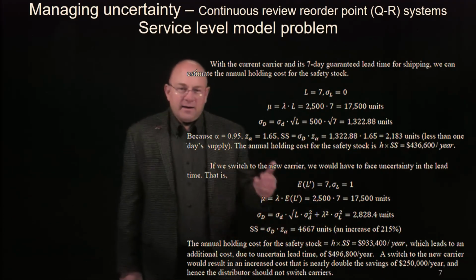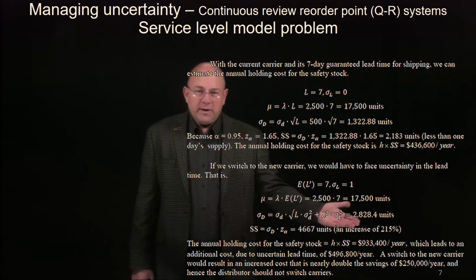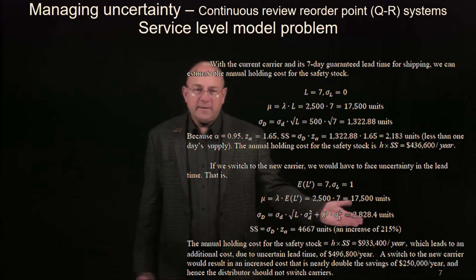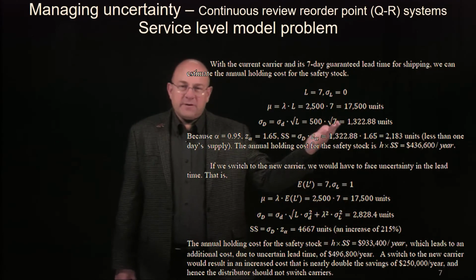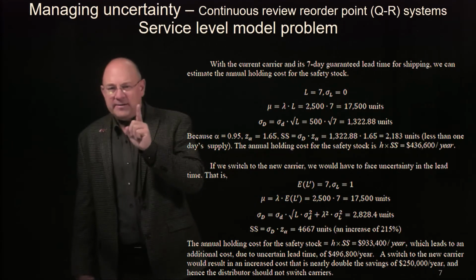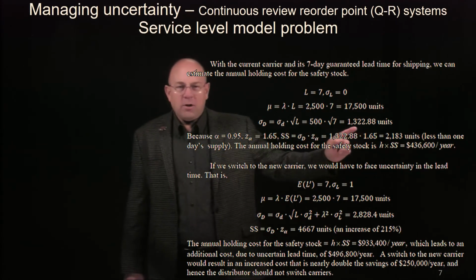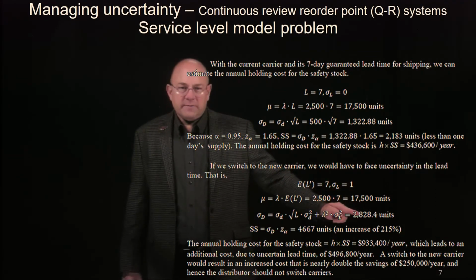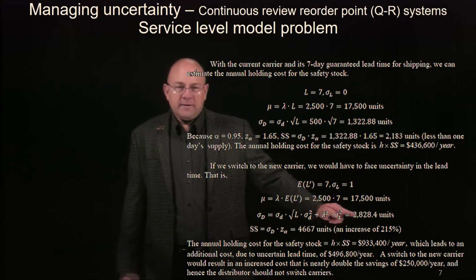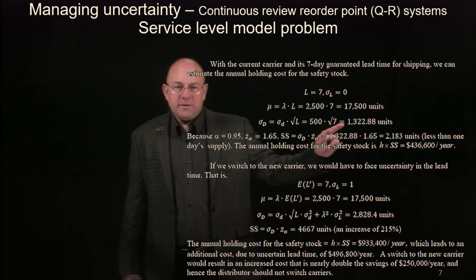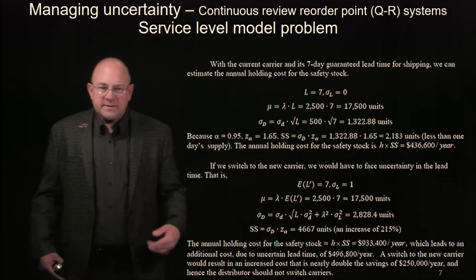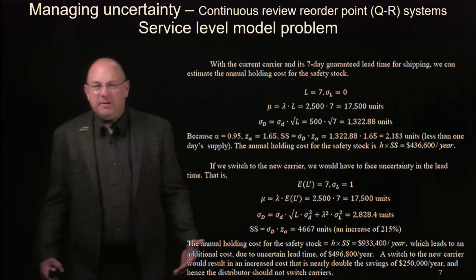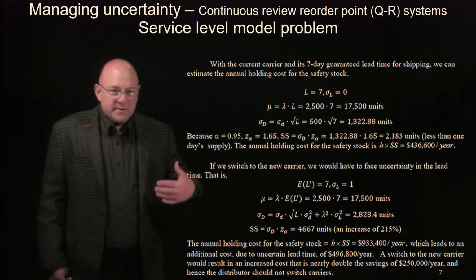So when I make these calculations, I come up with a new value, 2,828.4 units. Let's call it 2828. So we see that the difference by just adding a single day of variance in my lead time for my supplier, all other things held equal, is about 1,500 units, 1,506 units, 2828 versus 1322. But again, this doesn't take into account that customer service level that I'm aiming for, that 95%. So this is going to get even worse.